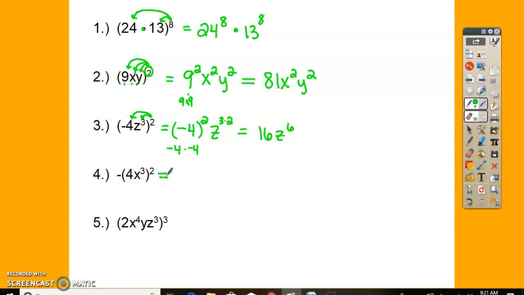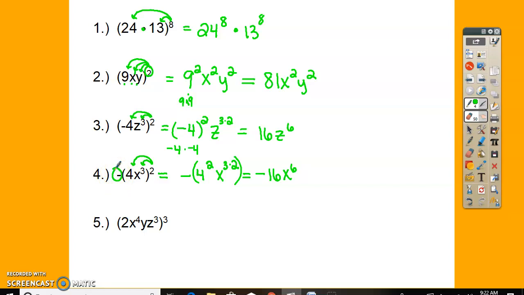Last couple examples. Now here, this negative is on the outside, so it is not included in what's being raised to the 2nd power. So that negative is just going to carry along through the answer. So I have a negative out front. This 4 is being raised to the 2nd power. This x to the 3rd is being raised to the 2nd power, so I multiply. Negative stays out front. 4 squared becomes 16, and that becomes x to the 6th power. So in this case, because that negative is out front, my final answer is negative.